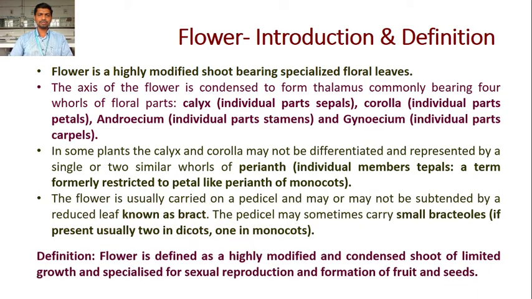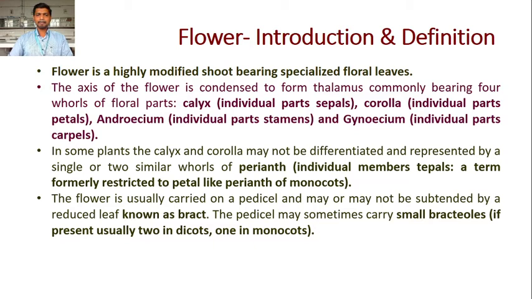The flower is usually carried on a pedicel and may or may not be subtended by a reduced leaf known as a bract. So the stalk of the flower is called the pedicel, on which the flower is present. It may or may not be subtended by a reduced leaf-like structure known as the bract. A reduced leaf-like structure present at the base of the pedicel is called the bract. The bract is the leaf-like structure.